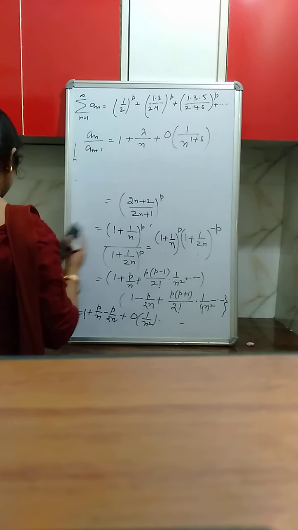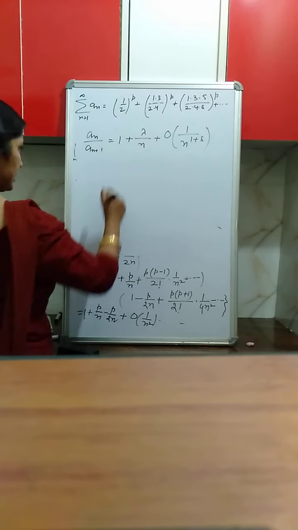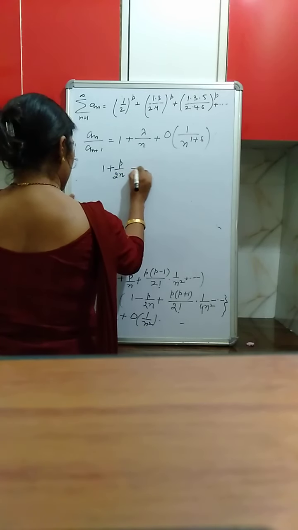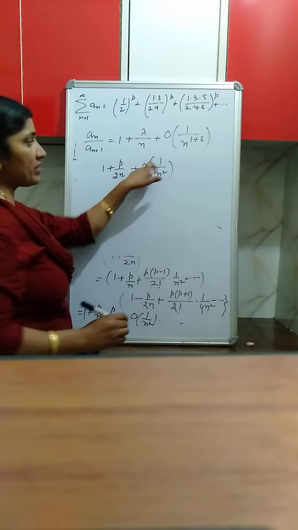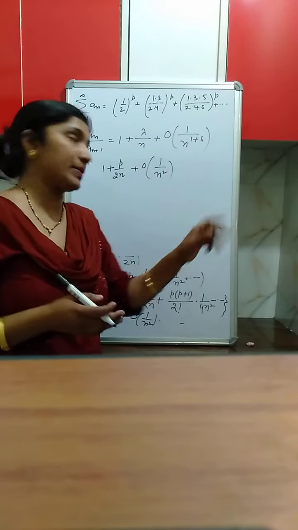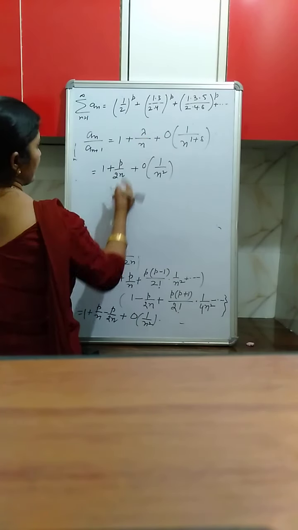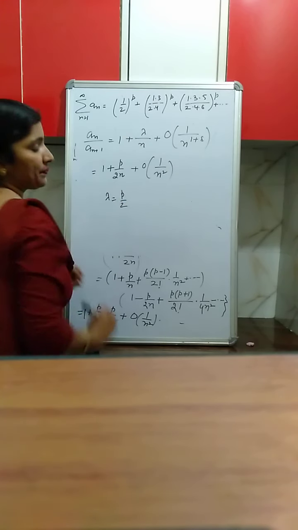So what do we have? This is 1. It is p by n and minus p by 2n, so it is plus p by 2n plus order of 1 by n square. Again, I am saying order of 1 by n square means the terms containing 1 by n square and higher order terms. So if we compare it with lambda by n, what do we have? Lambda is p by 2.